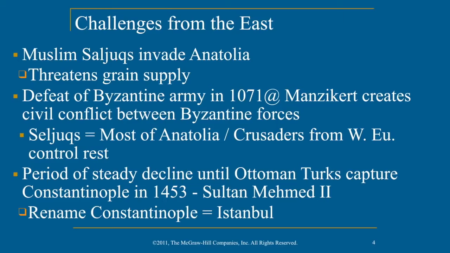So after the Byzantine army is defeated in 1071 at the city of Manzikert, or the Battle of Manzikert, it creates a civil conflict where these peoples within the Byzantine Empire start to fight amongst each other, having a civil war. The Seljuks, during that time, take over most of Anatolia, and the Crusaders from Western Europe control the rest. This period of steady decline lasts until the Ottoman Turks capture Constantinople in 1453 under Sultan Mehmed II. When they get there in 1453, they rename Constantinople Istanbul.